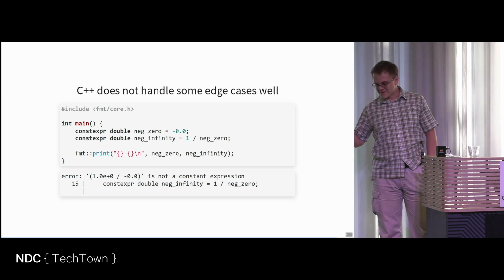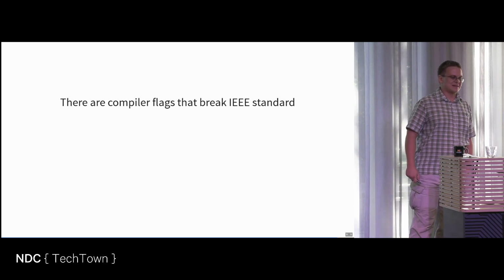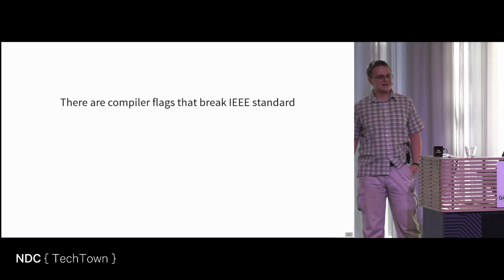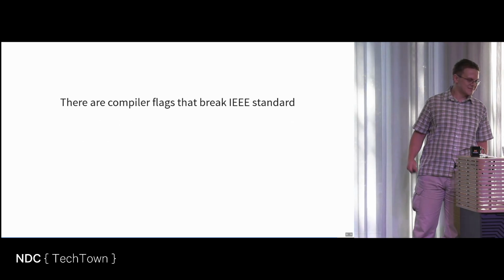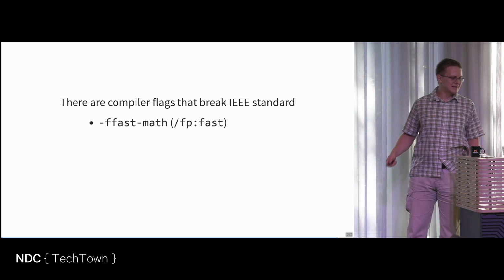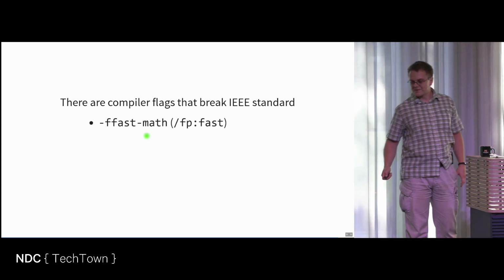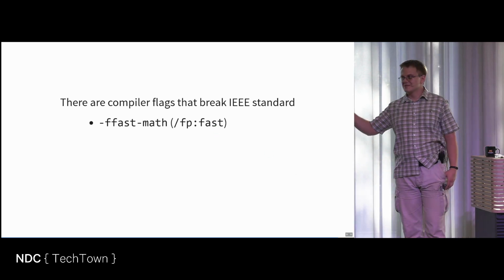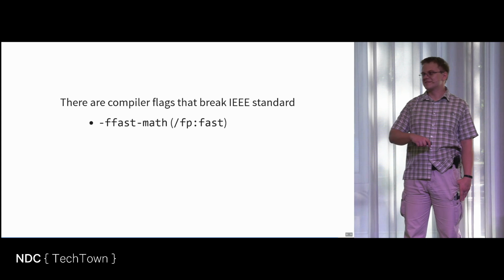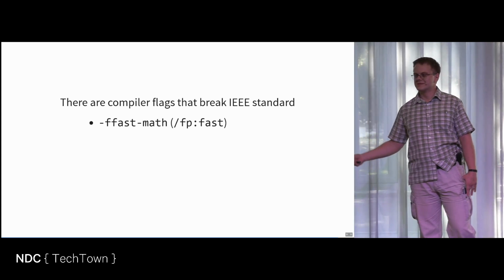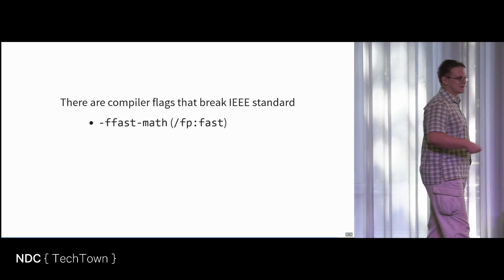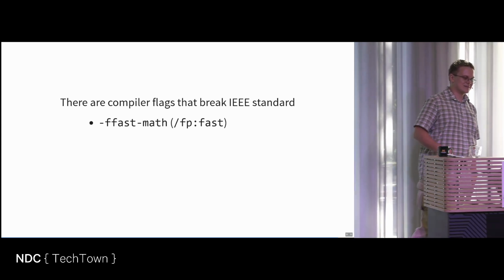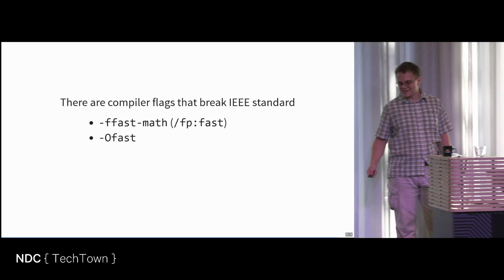Now, that's not all. It's still C++. You can actually break the IEEE standard easily with some compilation flags. Right? If you ever say fast math, or fast for MSVC users, all guarantees are broken, the compiler will start doing whatever it wants. And everything I told you about is a lie. Don't rely on it.